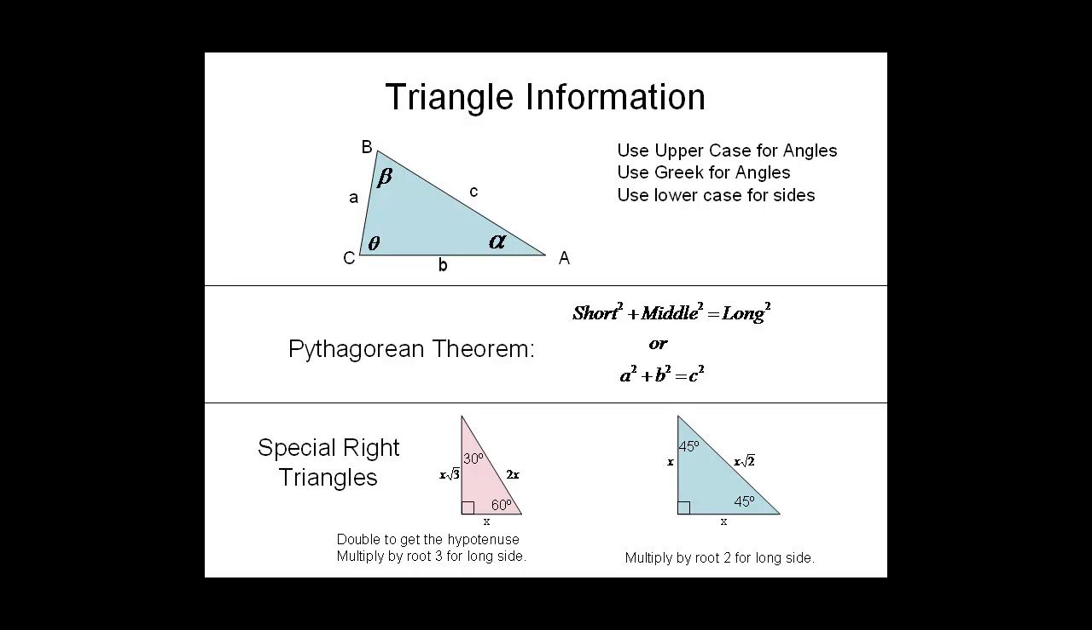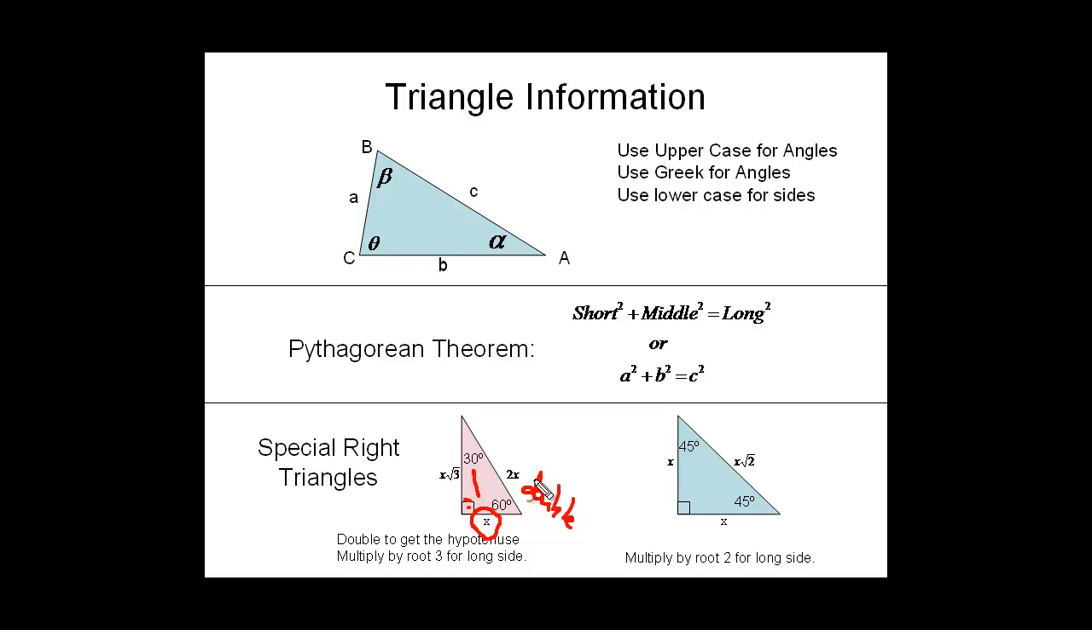Now with the 30-60 you need to remember that 30 is the short angle, so x is the shortest side. 90 is the biggest angle, so you double it, 2x, and 60 is kind of in the middle, so you put a square root of 3 there, x square root of 3.